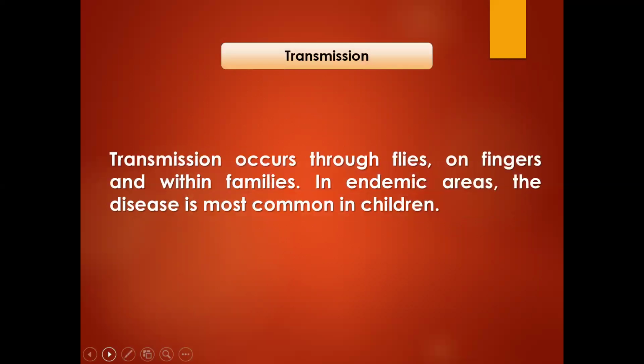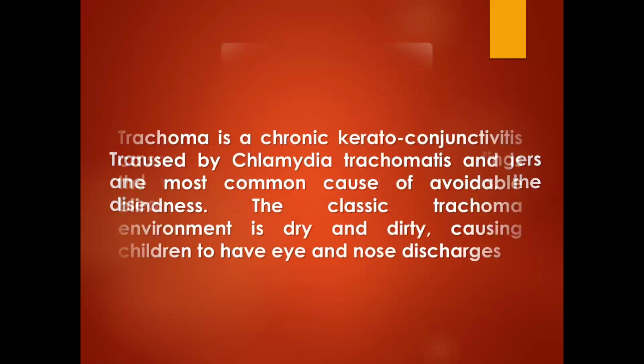It is being transmitted through flies and also from fingers of infected persons and in the family, especially in endemic areas. So in endemic areas, children are vulnerable and usually face the highest challenge. Trachoma can lead to blindness. It is a chronic keratoconjunctivitis caused by Chlamydia trachomatis, and it's the most common cause of avoidable blindness. And it does very well in environments that are dry and dirty.